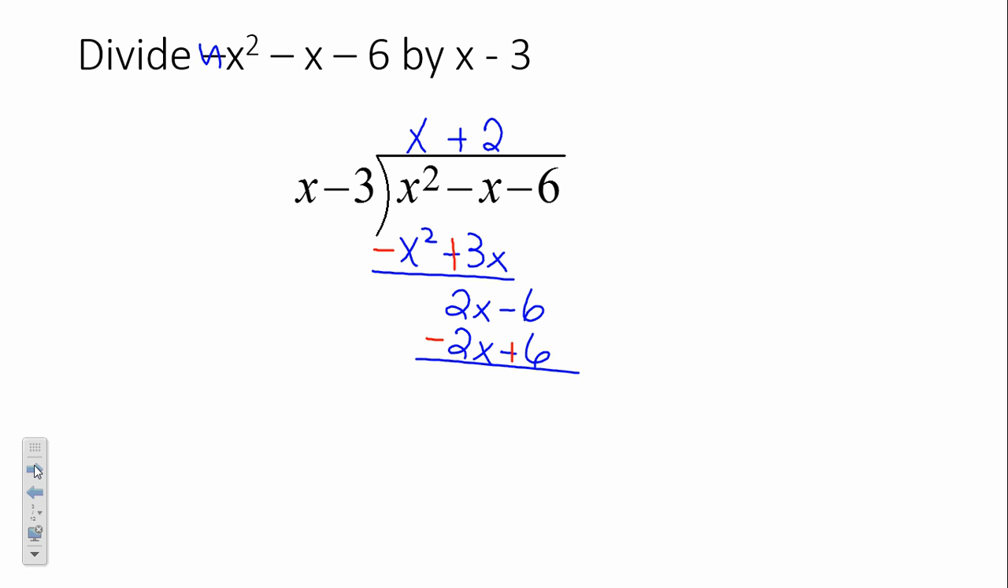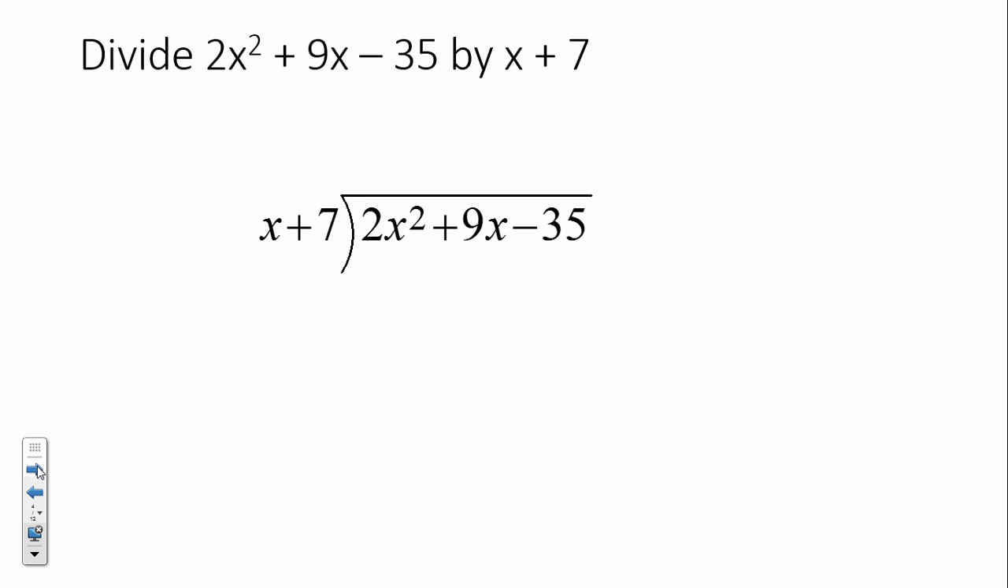There were no remainders. So if you didn't know how to factor, you could do long division and try some things out. It would be kind of a pain. Factoring's more efficient. Okay? All right, let's look at number 2. Now we're dividing 2x squared plus 9x minus 35 by x plus 7. So what's the first question you ask yourself?